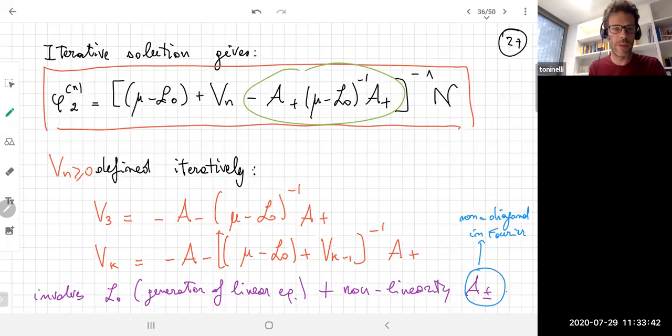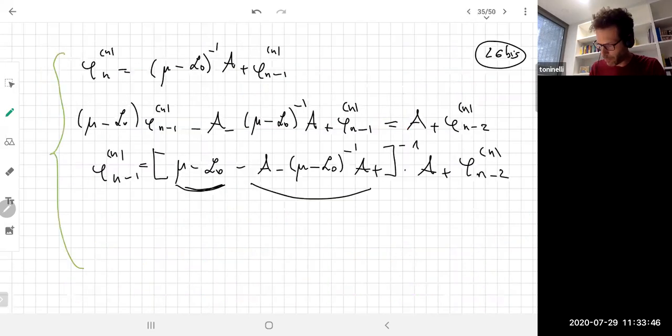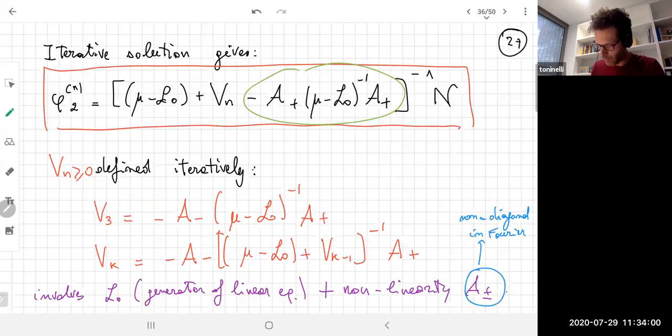And these operators Vn are defined iteratively. The first one, V3, is just what appears here. It's exactly what appears in the second equation I've written down. Minus a minus mu minus L0 inverse a plus is exactly this V3. And then when you continue this procedure, you will have more and more complicated operators, Vk, which are defined iteratively in terms of Vk minus 1. And the definition is here.